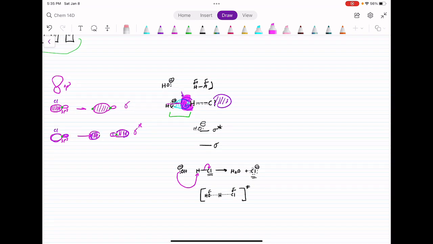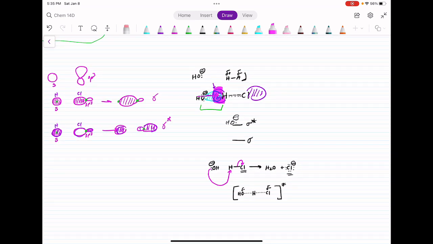So as it collides over and over and over again, it's not going to be productive until it collides in a way where you start to get good overlap between those two orbitals.